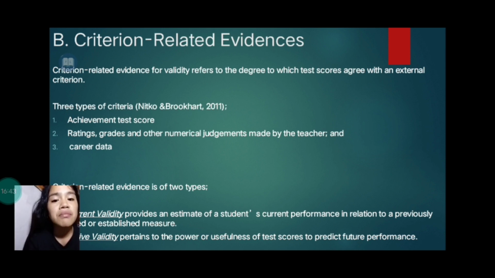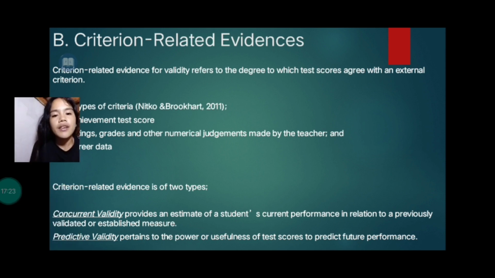The achievement test score: of course, as a teacher, you have to have a rate, a target for what a student should achieve. In 100%, it must be 80 or 75. So, achievement test score, the ratings, grades and numerical judgments made by the teacher, and career data. And there are two types of criterion-related evidence.